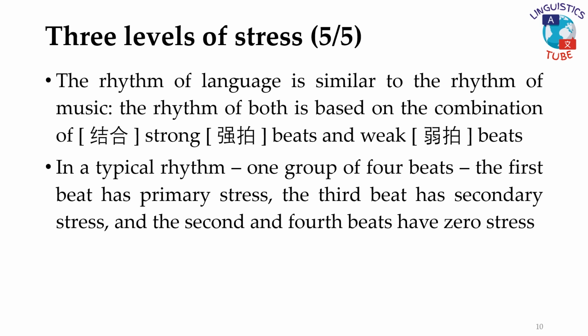Before we move on, do you remember that, in episode 2 of this chapter, I said that the rhythm of language is similar to the rhythm of music? Well, a typical music pattern is one group of 4 beats. In this pattern, the first beat has primary stress, the third beat has secondary stress, and the second and fourth beats have 0 stress. Like this. I hope this can help you understand the rhythm of English if you are confused.